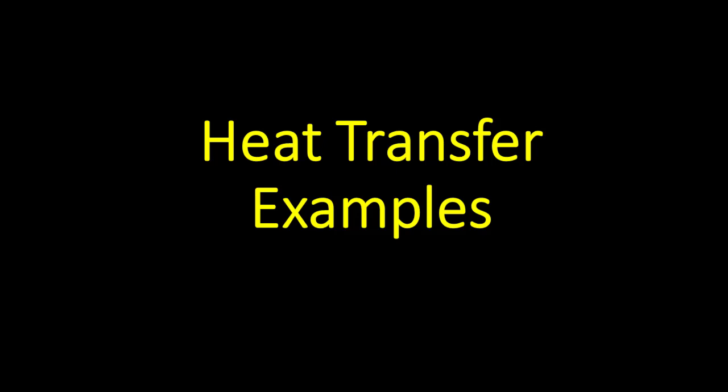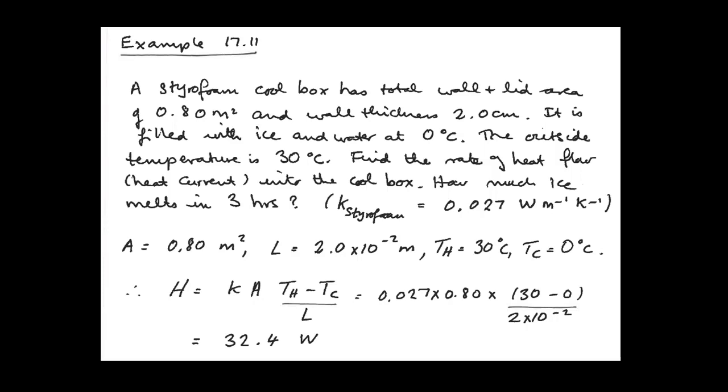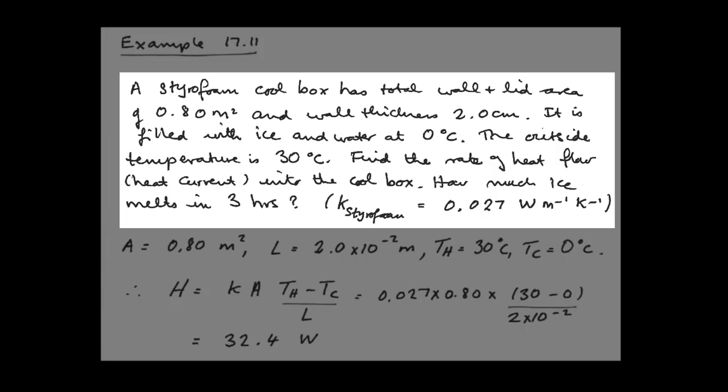Heat transfer examples. In this video, we go through some examples on heat transfer mechanisms. Let's look at example 17.11 from the textbook. A styrofoam cool box has total wall and lid area of 0.8 meters squared and wall thickness 2 centimeters.